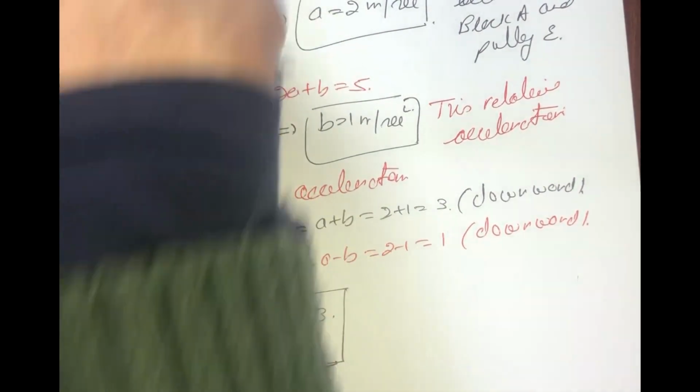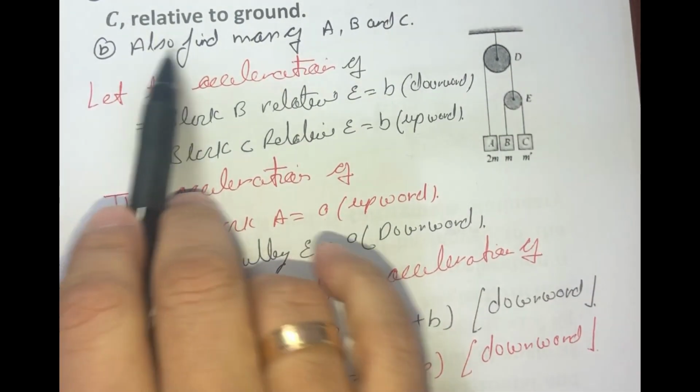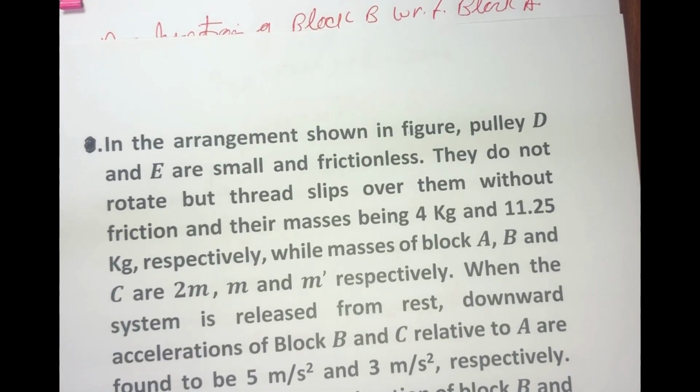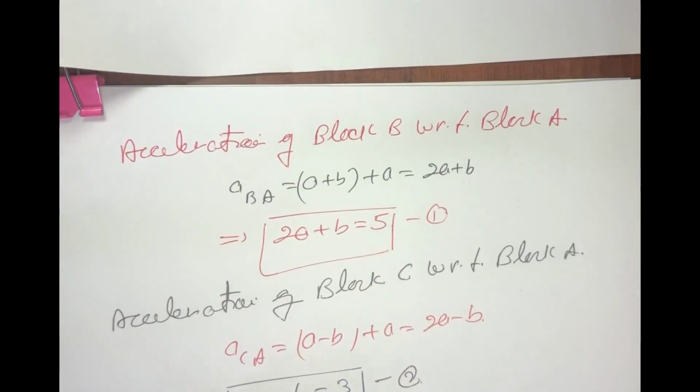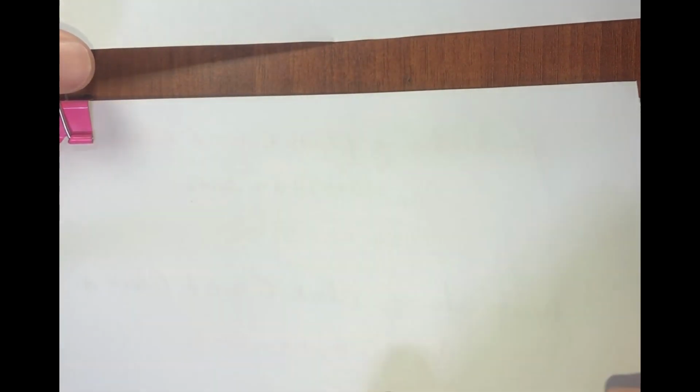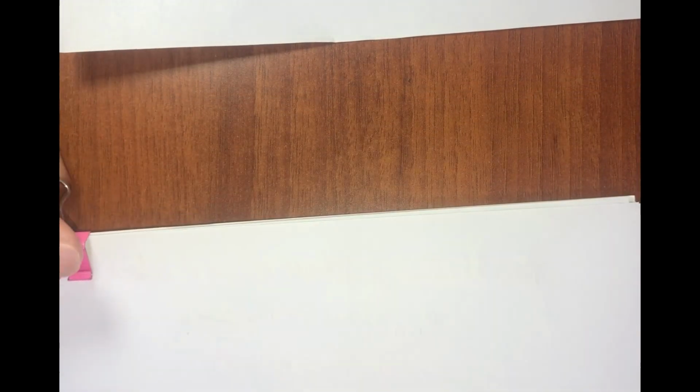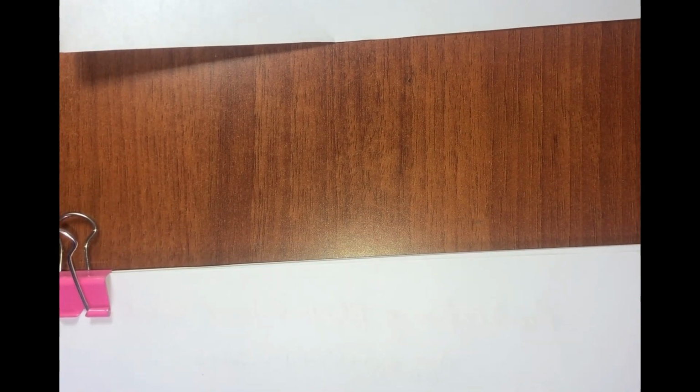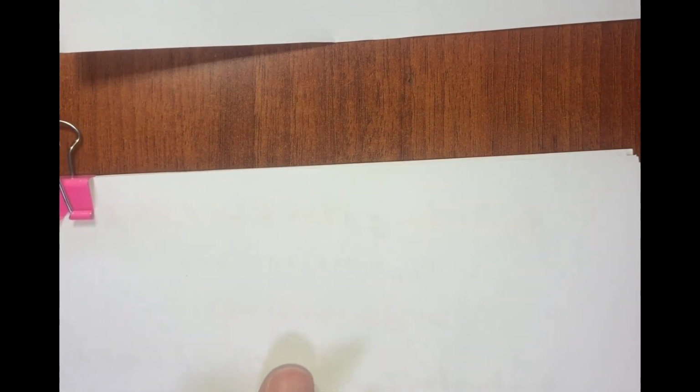Now in the second part, also find out the mass of A, B and C. So in order to calculate the masses, we are going to use a free body diagram for each of the blocks and write the equations and further solve it. This is part B.